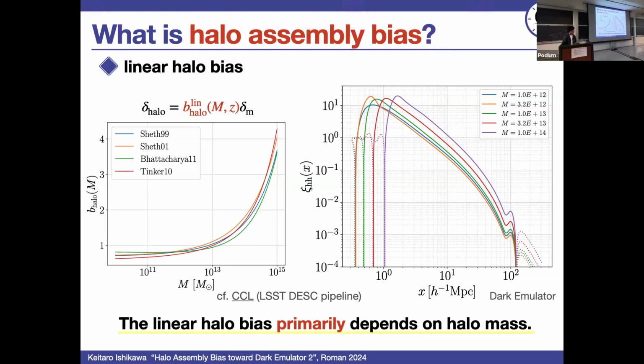This right-hand side figure shows the output of a halo autocorrelation function at several halo masses from the emulator, which is based on N-body simulations. You can see that there are several amplitudes when we select different halo masses. That is, linear halo bias primarily depends on halo mass.